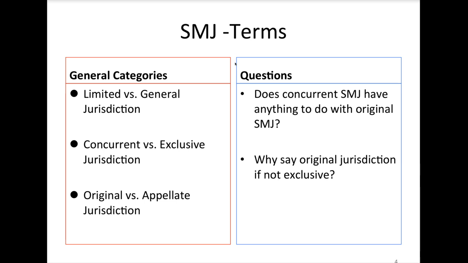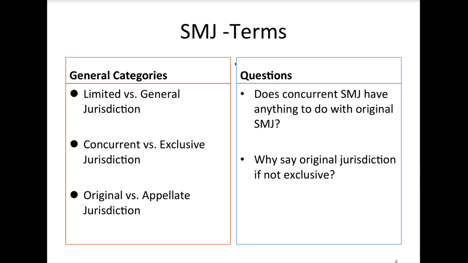Next week we'll talk about some situations that, although there's not a statute, actually by common law interpretation end up having to be exclusively heard in state court. But in general, concurrent means that both state and federal courts can hear, and exclusive means it can only be in one system.